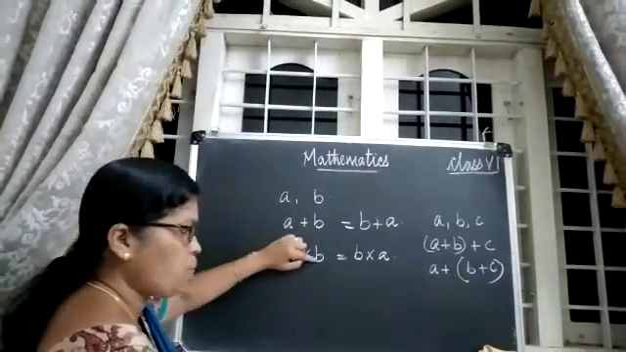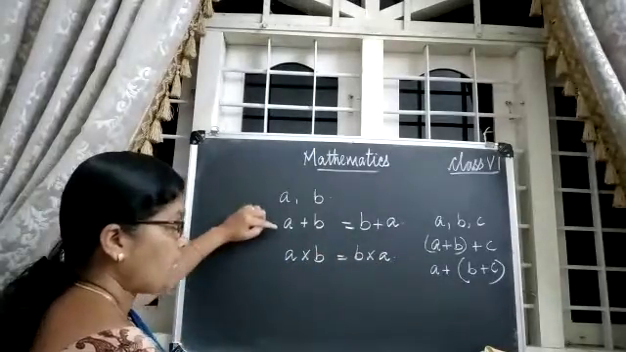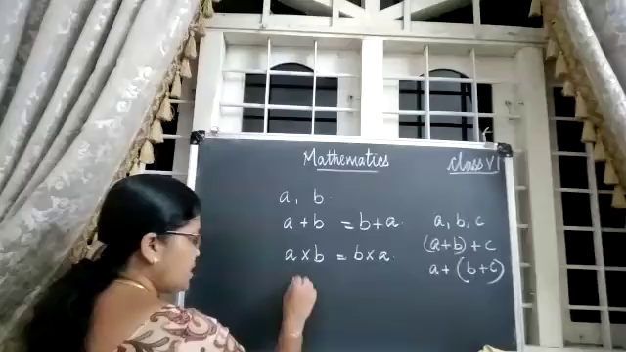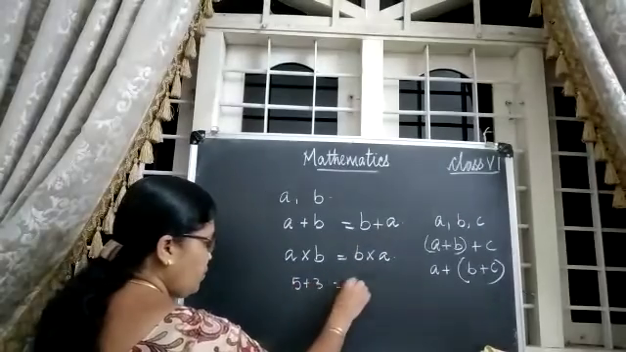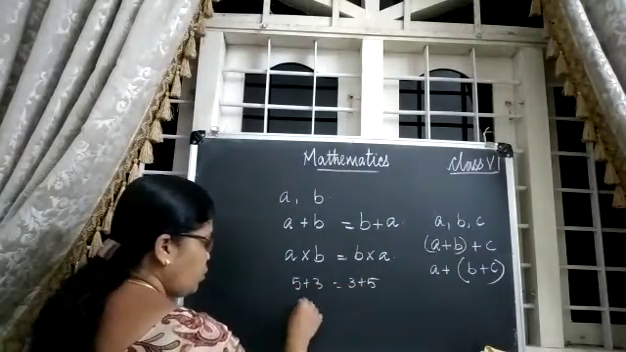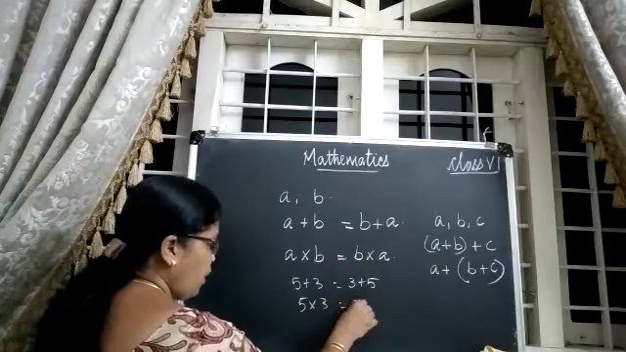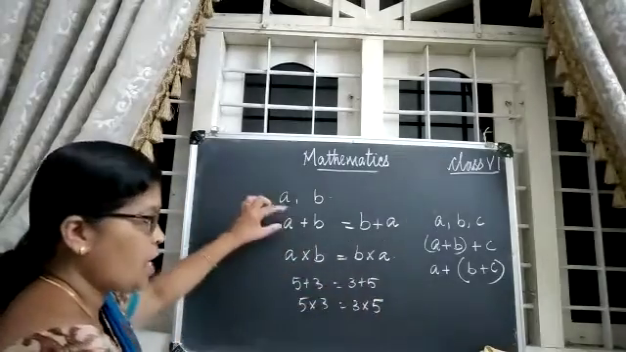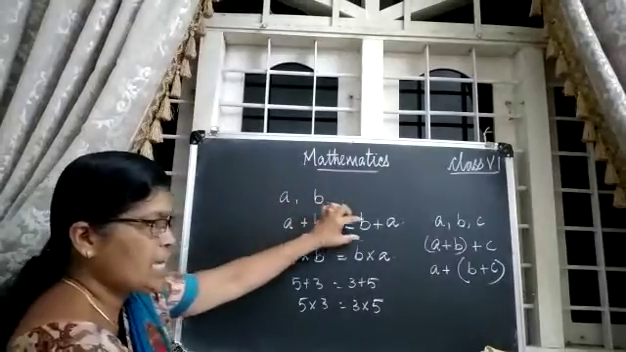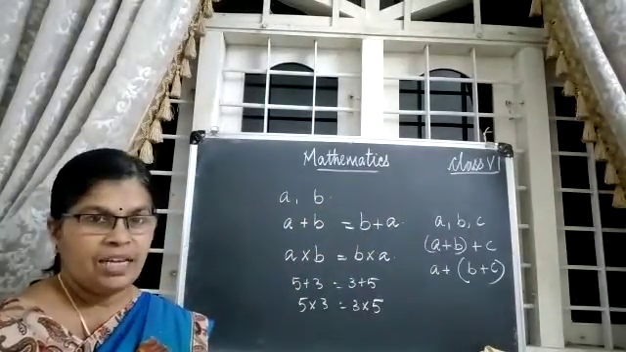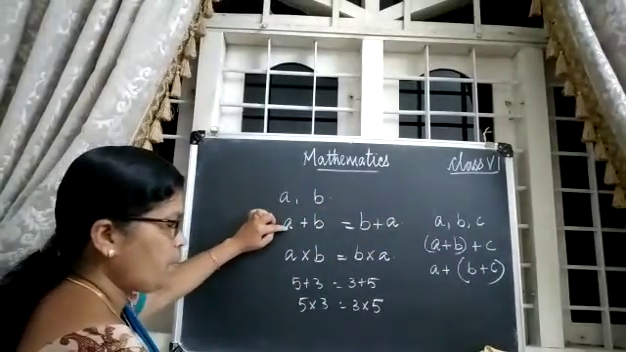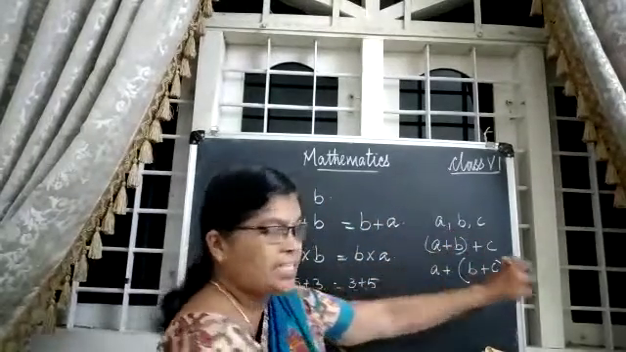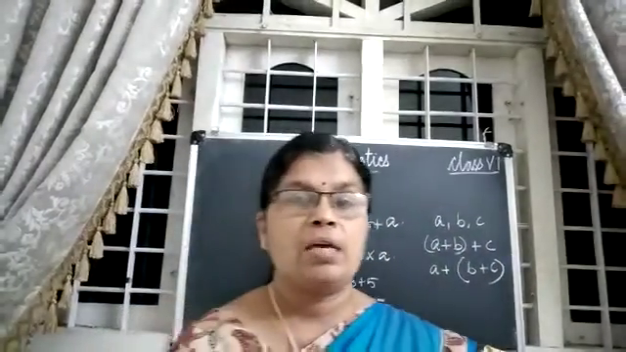See, A into B is equal to B into A, and here A plus B is equal to B plus A, like what we have written, 5 plus 3 equals 3 plus 5, and 5 into 3 equals 3 into 5. So instead of writing the numerals, we have used here the English alphabets. We have used the alphabets A and B, and here we have written A, B and C.